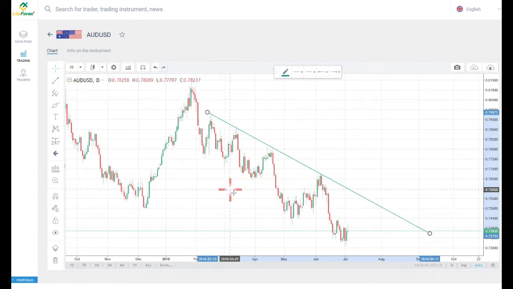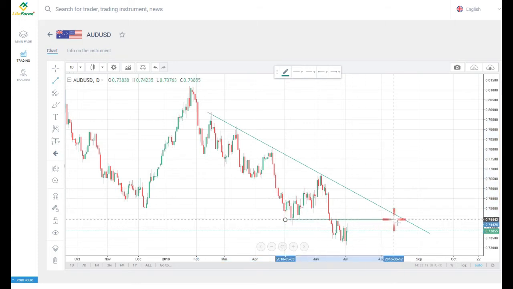And how would we know what's happening? Of course you can never know for sure, but what we can do is to look at this support here that became resistance.